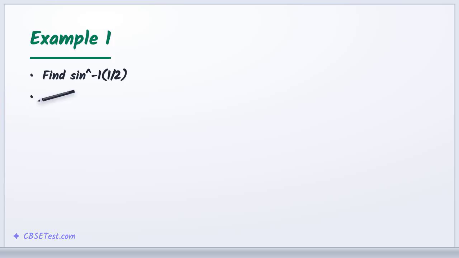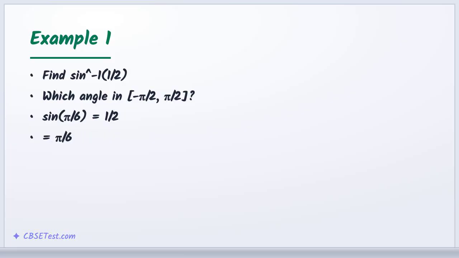Find inverse sine of 1/2. We need the angle in the principal range whose sine is 1/2. That's pi by 6, since sine of pi by 6 is 1/2.